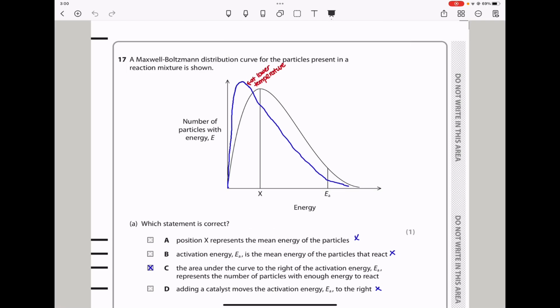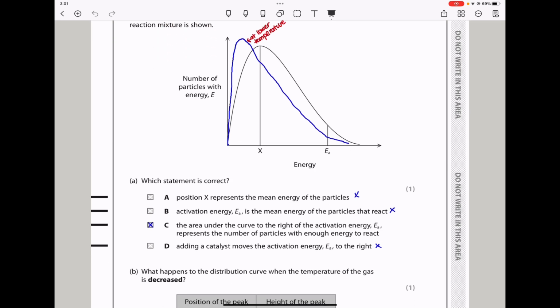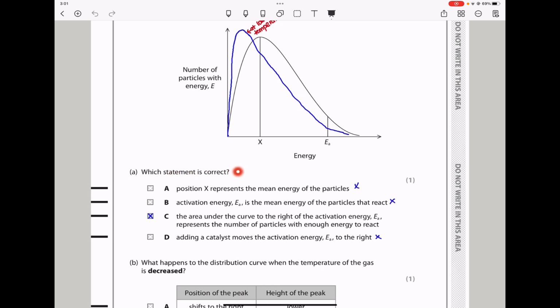Question 17. A Maxwell-Boltzmann distribution curve for the particles present in a reaction mixture is shown. So here they ask, which statement is correct? Position of X represents the mean energy of the particles. That is wrong. Activation energy EA is the mean energy of the particles that react. That is wrong. The area under the curve to the right of the activation energy EA represents the number of particles with enough energy to react. That is true. To the right, that's true.